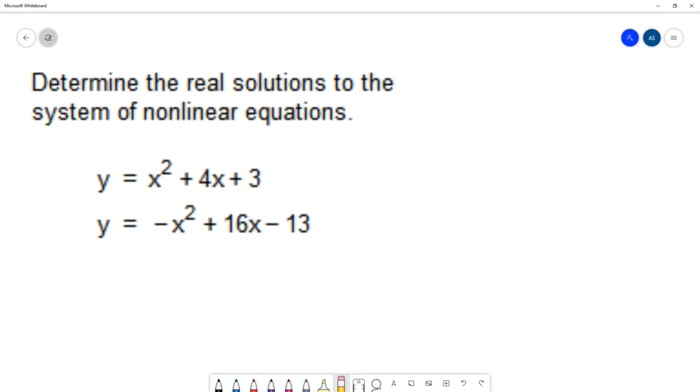Before we show those two methods, I want to do a quick sketch. So we have the first equation being a quadratic equation, and the graph of a quadratic equation is a parabola. And this is an up-facing parabola because our leading coefficient is positive. The second equation is also a quadratic, and this time we have a parabola that faces down because our leading coefficient is negative.